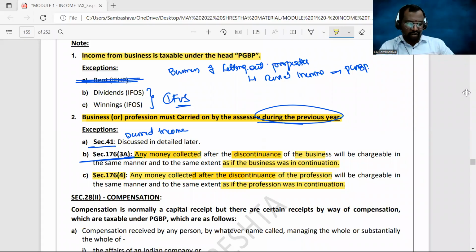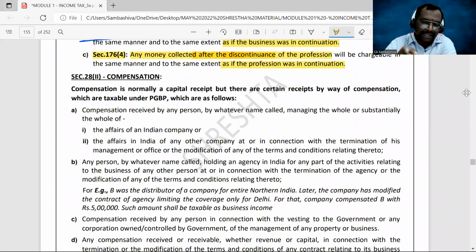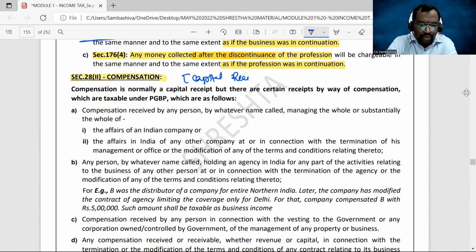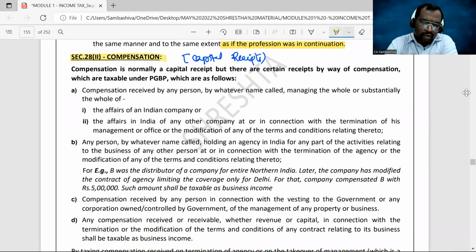Completed, sir. Now moving on to Section 28 clause 2, compensation. Here we are going to learn about capital receipts. The general rule is that capital receipts are not taxable, but there are certain instances where, even though it is a capital receipt, it will be taxable. What are those instances? We are going to learn here. Compensation is normally a capital receipt, but there are certain receipts by way of compensation which are taxable under the head PGBP, which are as follows.